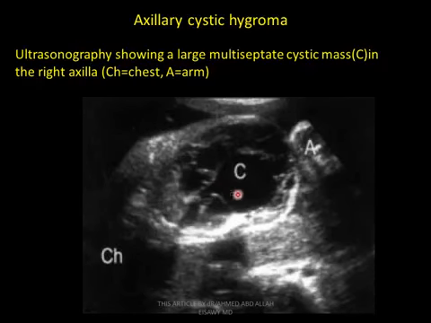Axillary cystic hygroma. Ultrasonography shows a large multiple septated cystic mass in the right axilla. This mass and chest. Axillary cystic hygroma.